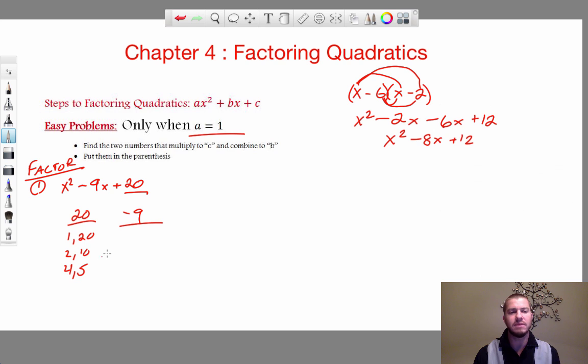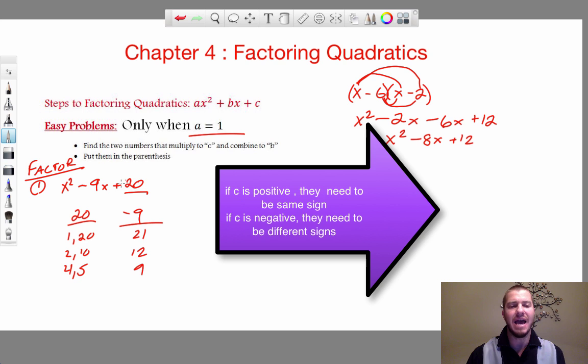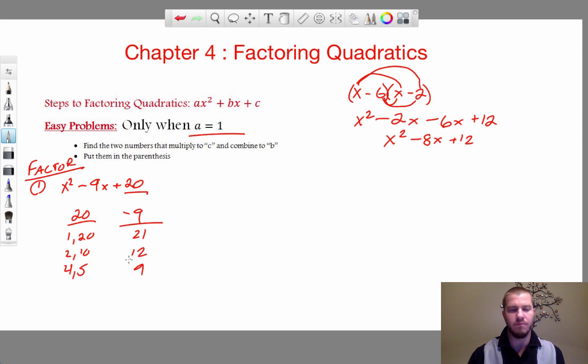And which of these add up to 9? Well, these add up to 21 or combine. These add up to 12, and these combine to be 9. Well, that's close, and this is where the sign comes in. So if the c is positive, you need your factors to be the same sign, and you're adding the numbers to get that b term, to where if that c is a negative, you would have one positive and one negative to multiply to be that negative, and they would subtract to be that b term.